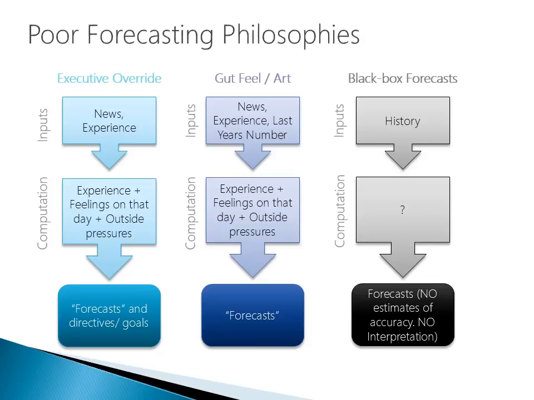A final forecasting philosophy, which is very poor, is when you have an organization that is taking historical, actual performance data, and they run it through some incredibly complex process. And we'll call this a black box because nobody really knows what's going on in the middle except for the person who had created it. And out comes forecasts. But these forecasts have no estimates of the accuracy. There's no interpretation from a statistical point of view. Okay, so it really is a black box.